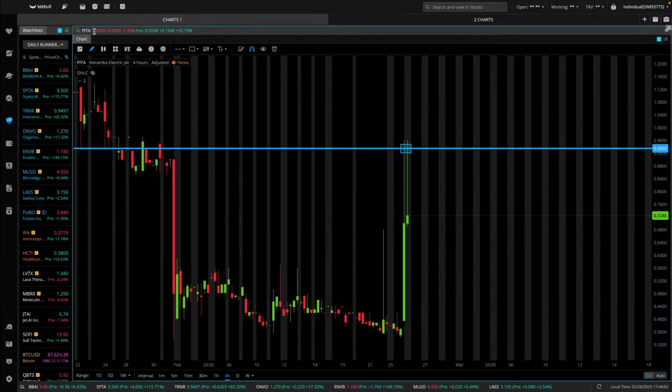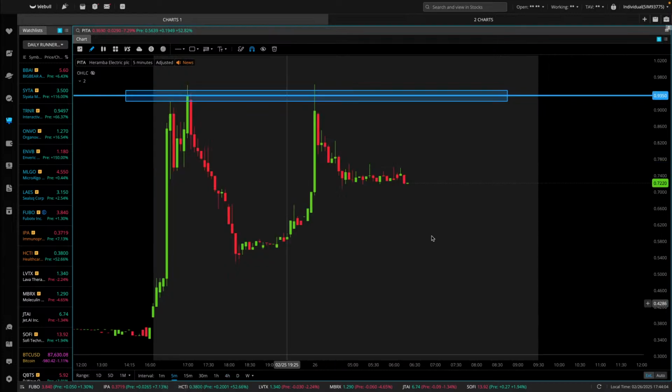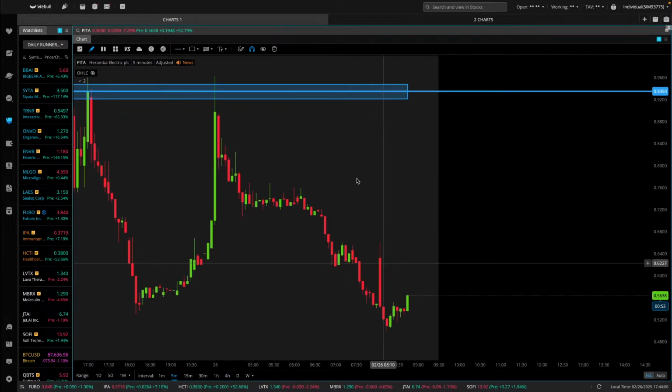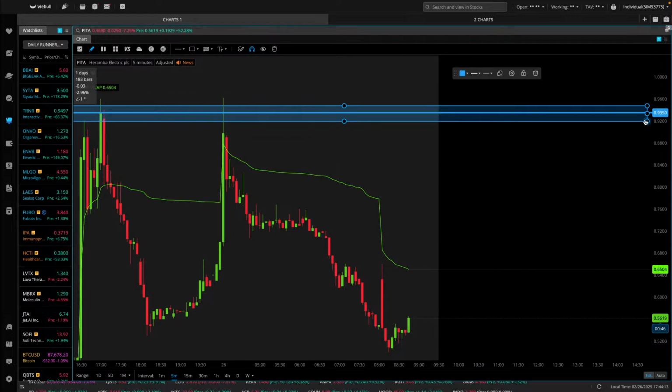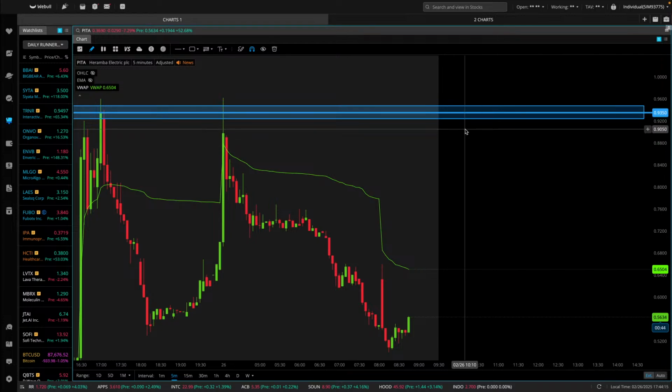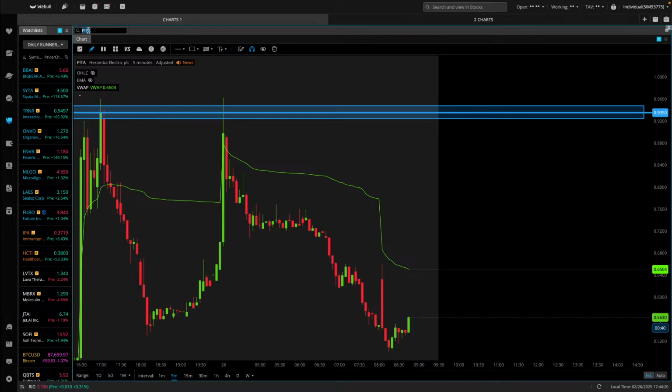PITA, this was another one that dumped. Yeah, nothing on PITA. Maybe it looks like it's reversing, but for me, I wouldn't consider anything. Maybe if it's above VWAP. But right now the stock is very bearish. I would just let it do its thing. Personally, there are much better setups to look at.